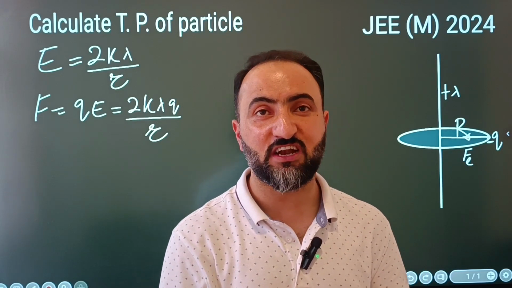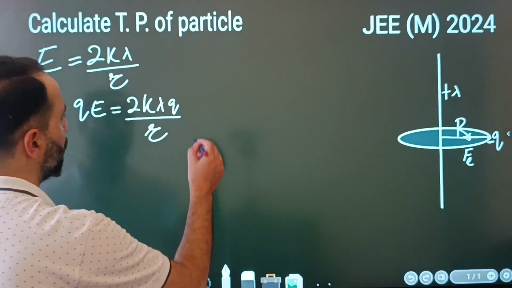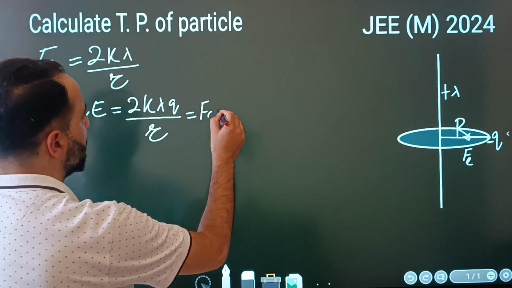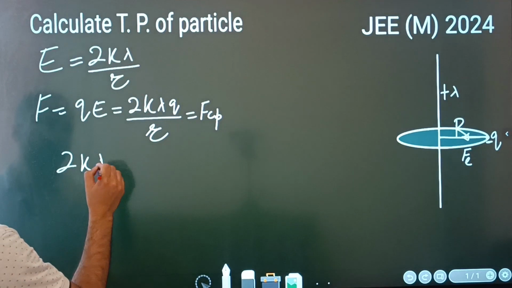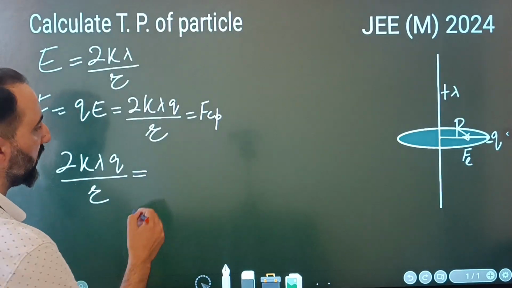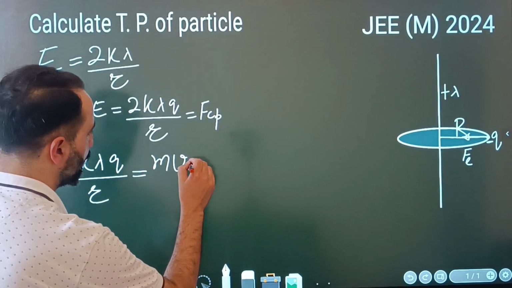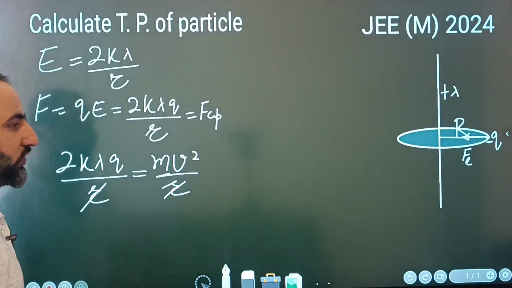And what's the expression for the centripetal force? You know that it's mv square divided by r. So I will write that it will provide the necessary centripetal force. Twice k lambda into q divided by r equals the centripetal force, and you know the expression for that is mv square divided by r. Now this r and this r are going to cancel.